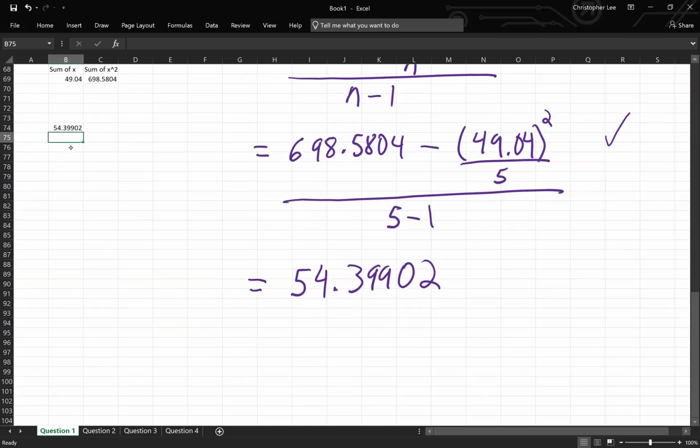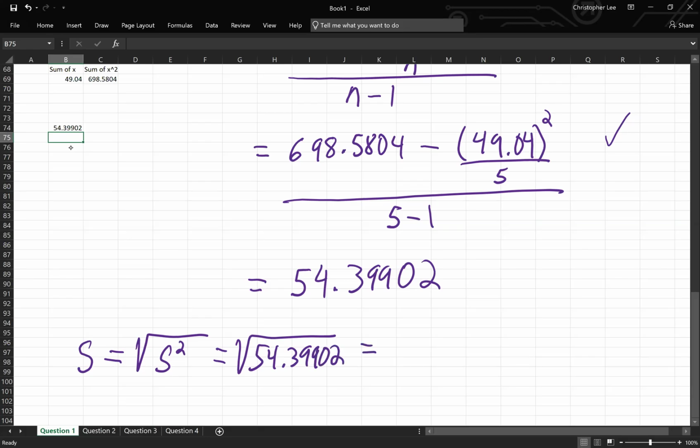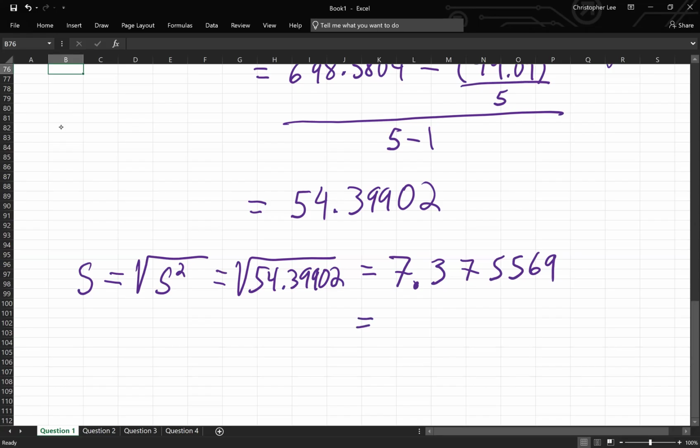So to get my standard deviation S, I have to square root my variance, which is 54.39902. If I square root that, what do I get? Let's see. It's the square root. Now you can round off your standard deviation if you want to. As you know in class, I'm not a fan of rounding, so I'd rather you just give me everything. But if you want to round this off, you have my blessing. 3.75569. All right. Generally speaking, if I'm going to round off, I like four decimal places, so four places after the decimal. So 3, 7, 5, and then 6.